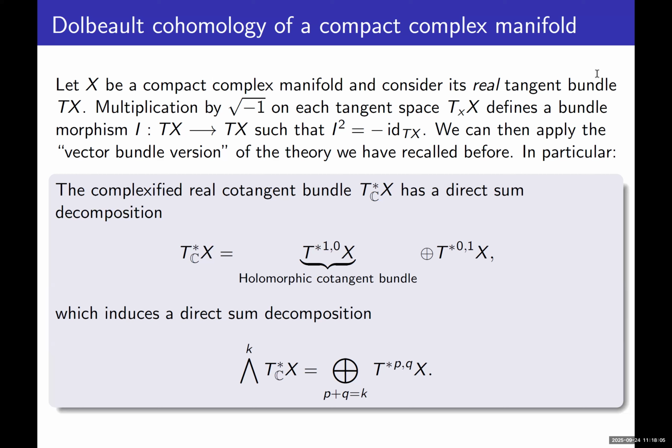And in particular, we can have a decomposition of the complexified cotangent bundle into type 1,0 and 0,1, where the part of type 1,0 is nothing but the usual holomorphic cotangent bundle of the complex manifold. And so we have also a direct sum decomposition for all the bundles. So the bundle of k forms can be decomposed into the sum of the bundles of p,q forms.